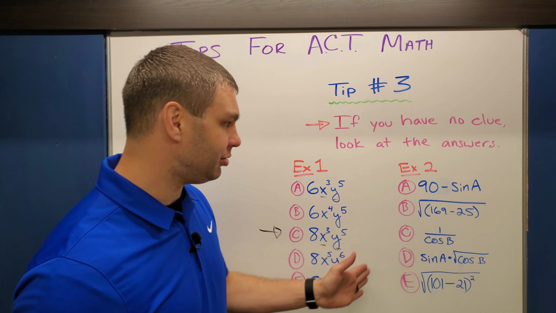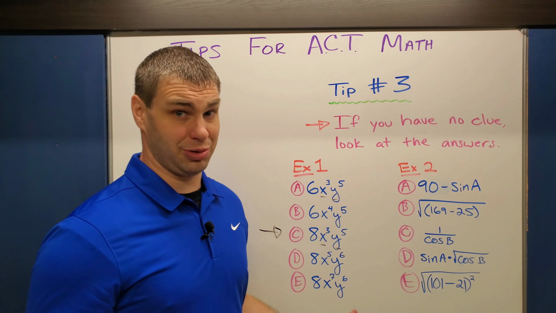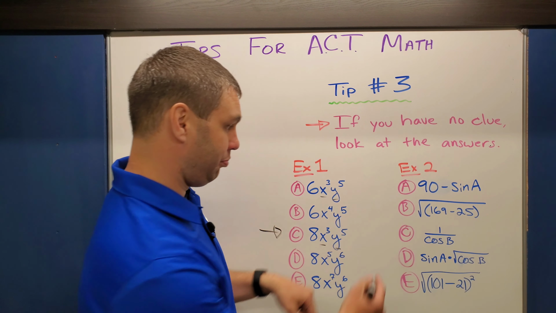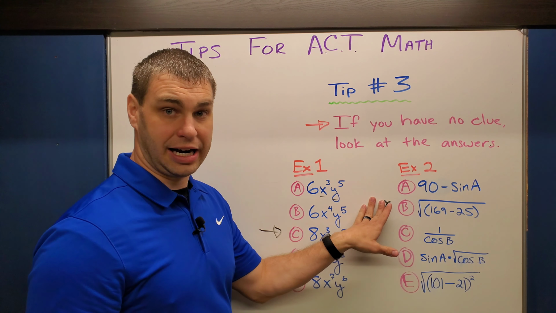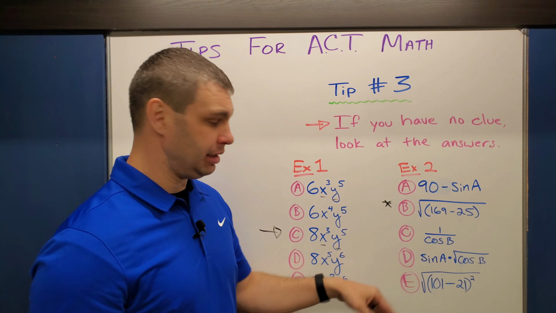In example 2, I'm seeing that only 2 of these I can actually put into the calculator and figure out what the answer is. So I might do that quick, and I'm seeing that B, I can actually throw into the calculator without doing any extra work or knowing what sine or cosine of A and B is. Same thing with E.